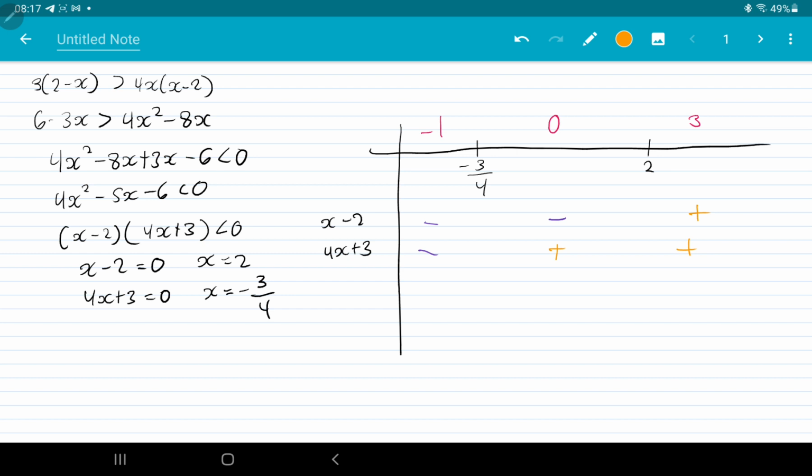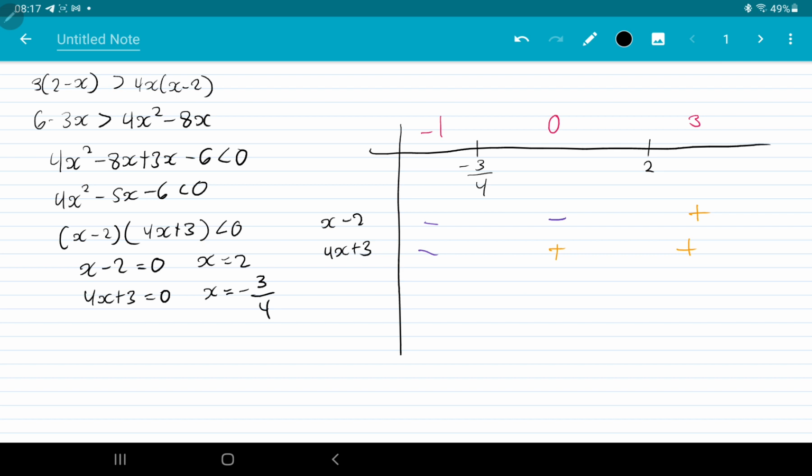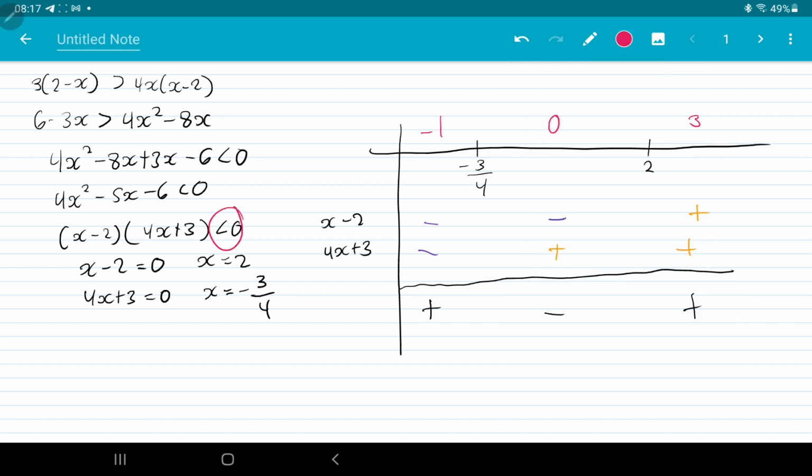Before we find the final value, we have to multiply each sign to get the final sign. Negative times negative should be a positive value. Negative times positive should be a negative value. And positive times positive should be a positive value. So right now, as you can see, we have less than 0 right here. A negative value will always be less than 0.